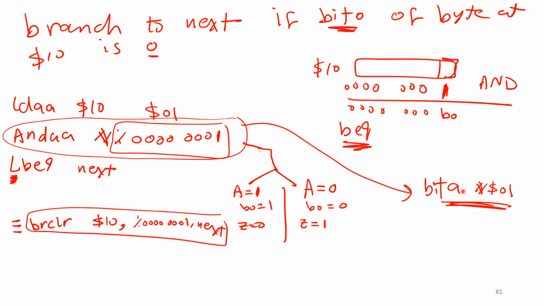We call it BIT A. What is BIT A? I put the number here, this number. So instead of AND, I use BIT A. What is the difference between this one and this one? They are exactly the same, with only one difference. Here the result of the AND is stored in register A. Here the result is not stored anywhere. So this one is similar to compare, but for AND, just as compare is for subtraction.